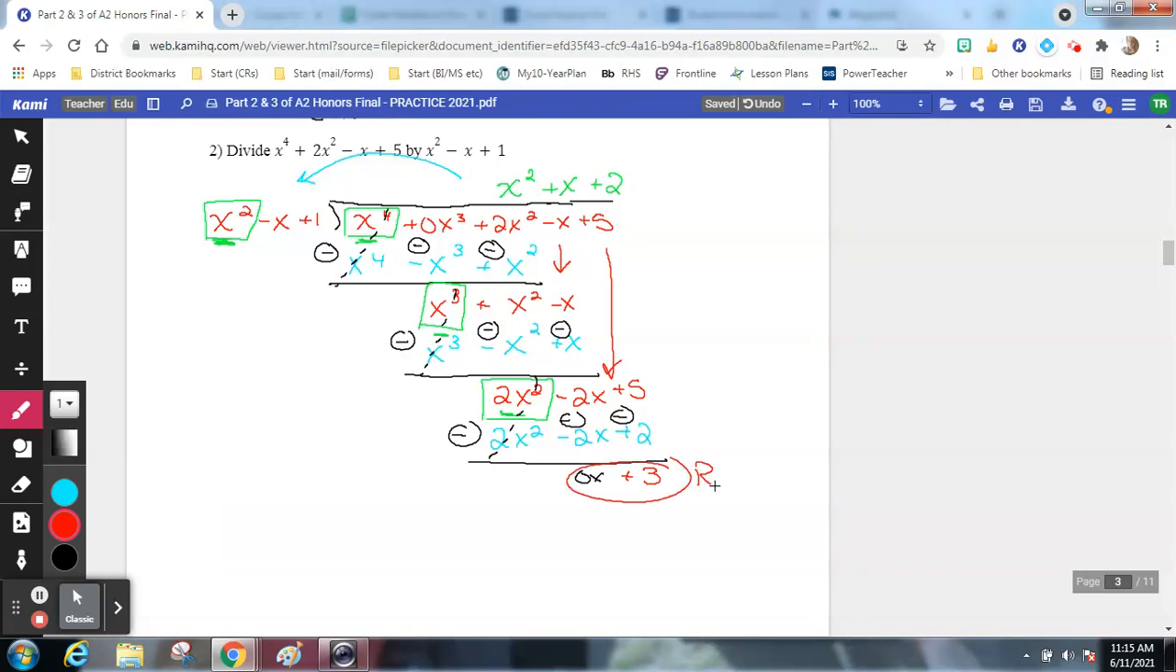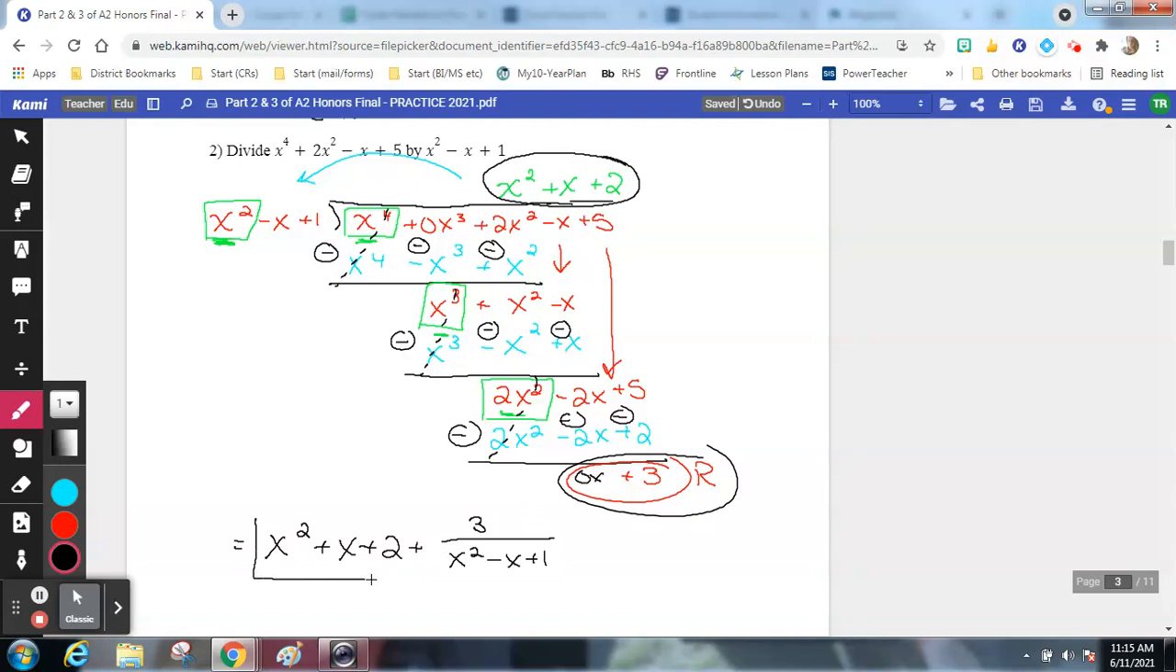There's your remainder. Now, when I write out my remainder, I'm not going to include that 0x because it's not really there. I just have the 3. So in the end, your answer is your quotient and your remainder together, meaning x squared plus x plus 2, that's the quotient. Those are all your full values. And I'm going to add to it the remainder over what I divided by. Your remainder always goes out over your divisor. Okay, and that is your division.